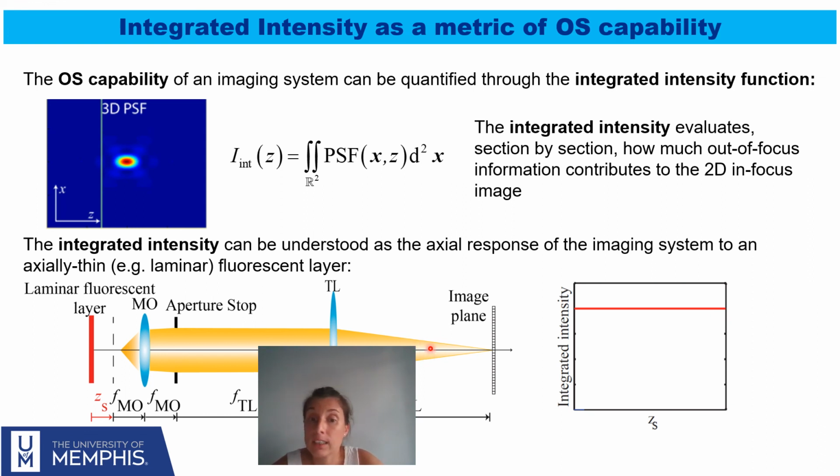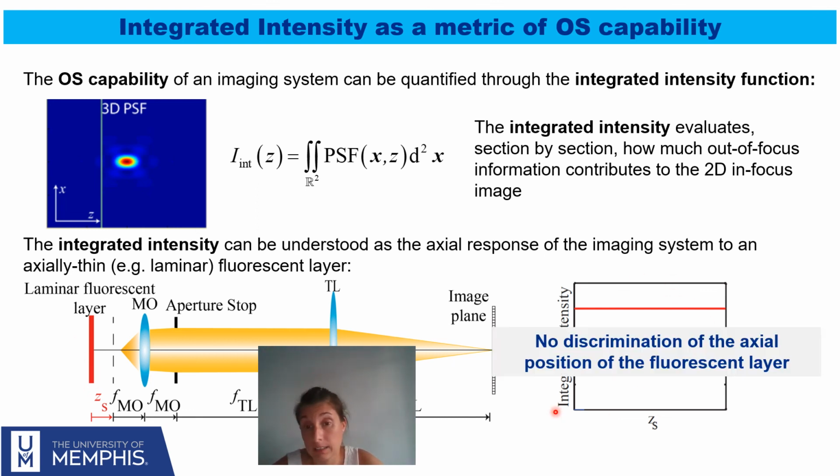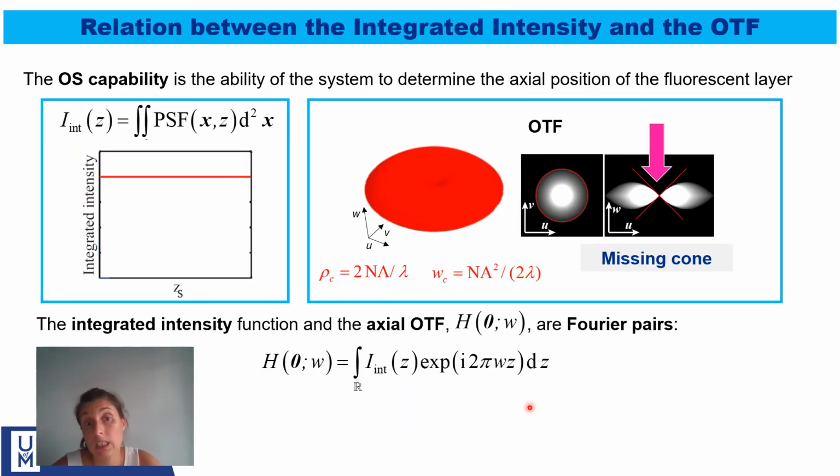So the integrated intensity is completely flat, meaning that there is no way to know exactly what the actual position of the layer is, because the response of your system is exactly the same. So there is no discrimination of the actual position, and that is because the system does not have optical sectioning.